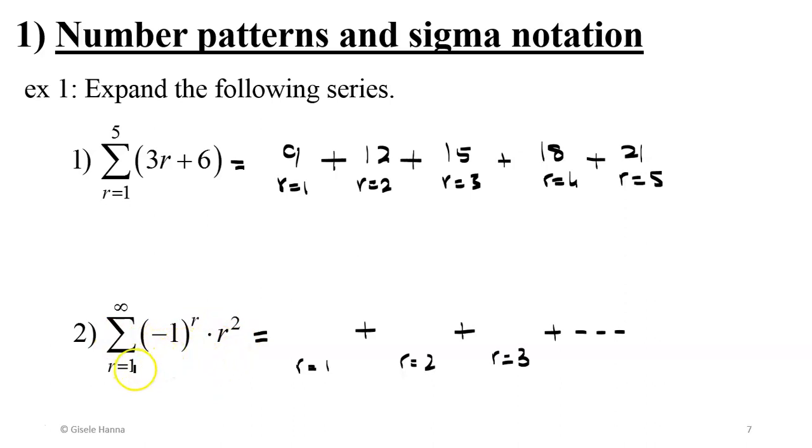So over here for r equals 1, negative 1 to the 1, that's a negative 1, times 1 squared, which is 1. So the first term is negative 1. For r equals 2, negative 1 squared, that's a positive 1, and 2 squared, that's a 4. So this is a 4 here. And then for r equals 3, negative 1 cubed, that's negative 1, and 3 squared, that's a 9. So over here, I should have a negative 9.